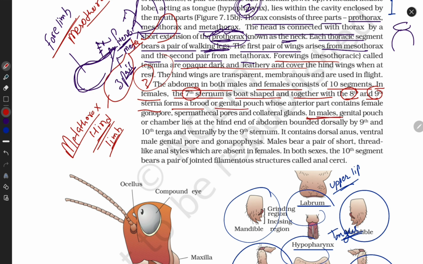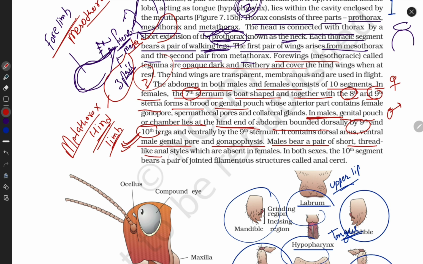But in the case of males, this is the case of female, and this is the case of male. What special features do they have? In males, the genital pouch or chamber lies at the hind end, means their 9th and 10th segment. What special things do they have? They have their genital pores and gonapophysis. You have to learn this thing, okay? I know this is scientific, but you can learn. If you revise these terms 3 to 4 times, you can remember.